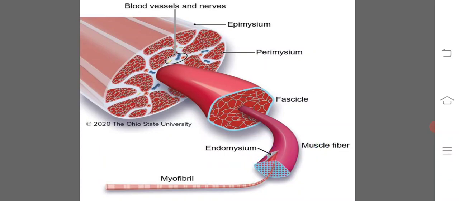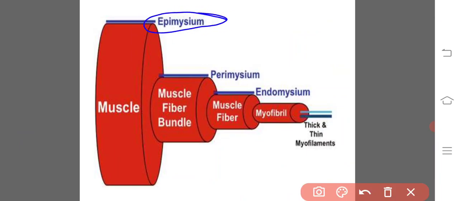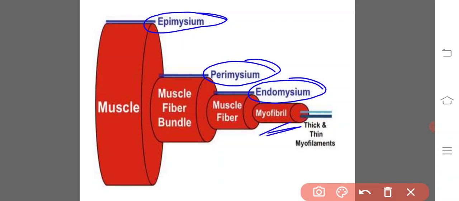If you observe furthermore, here you can see this is the epimysium, perimysium, and the endomysium. So finally it gives rise to the formation of a myofibril, which is composed of thick myosin filaments and thin actin filaments.